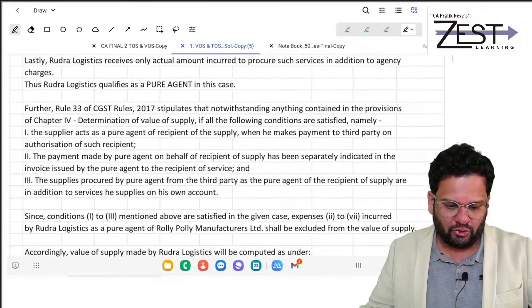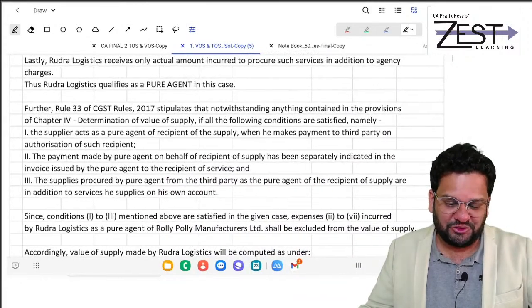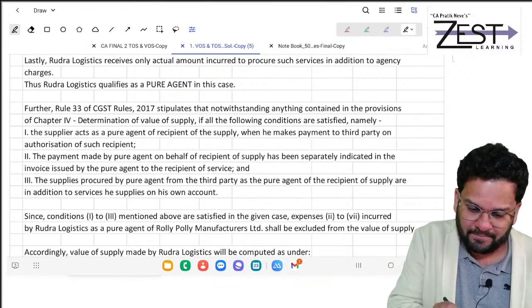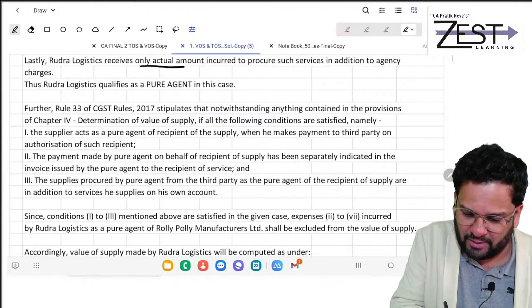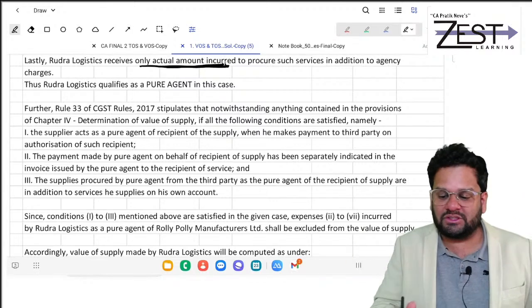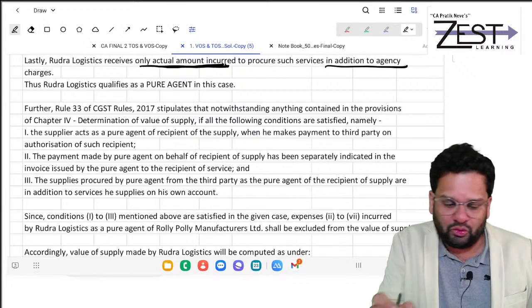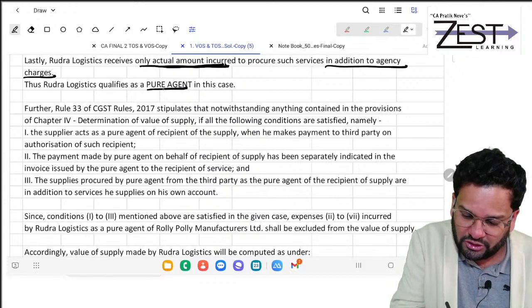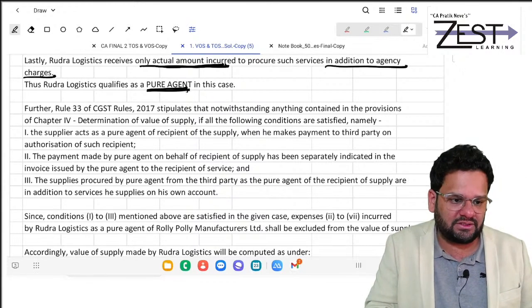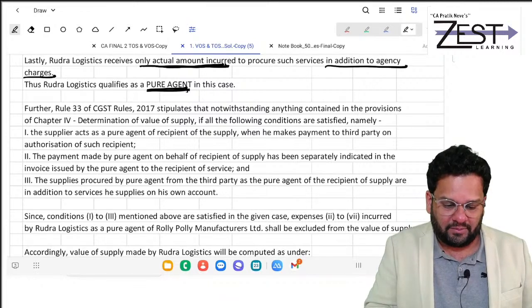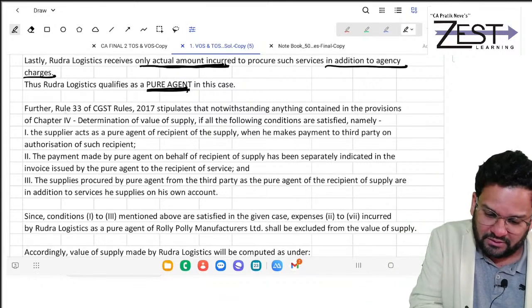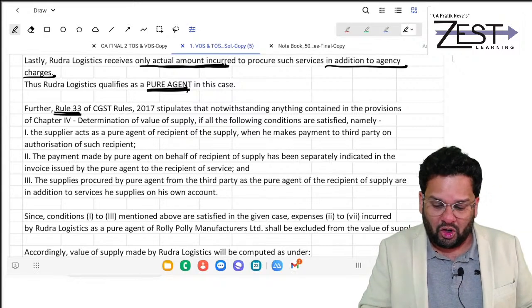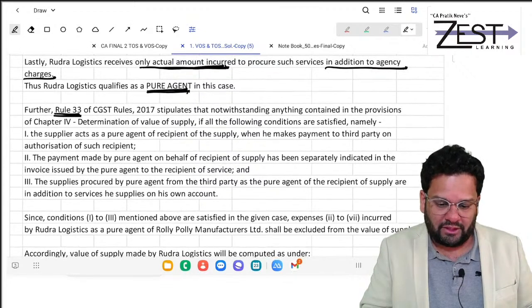So, fine, no problem. Lastly, Rudra Logistics receives only the actual amount incurred to procure such services, in addition to agency charges. Thus, finally we prove that Rudra Logistics is a pure agent in this case. So then you will say that Rule 33's conditions, all the three conditions, are getting satisfied. Fine, no problem.